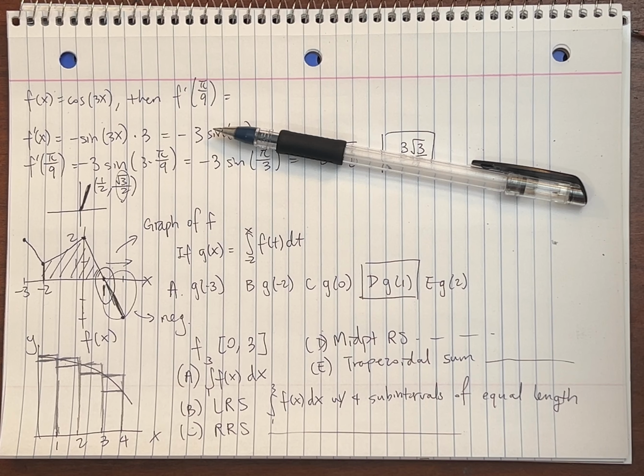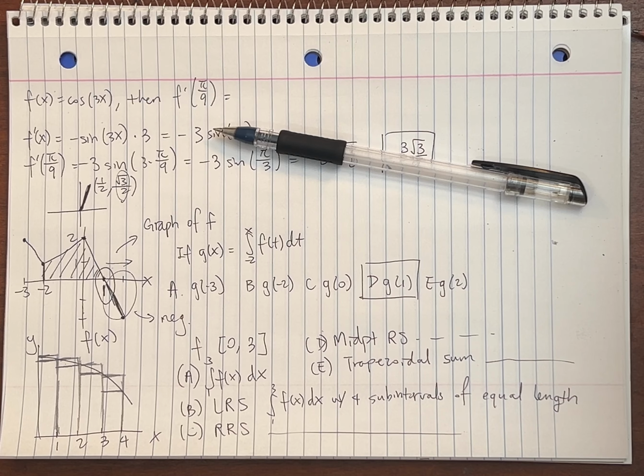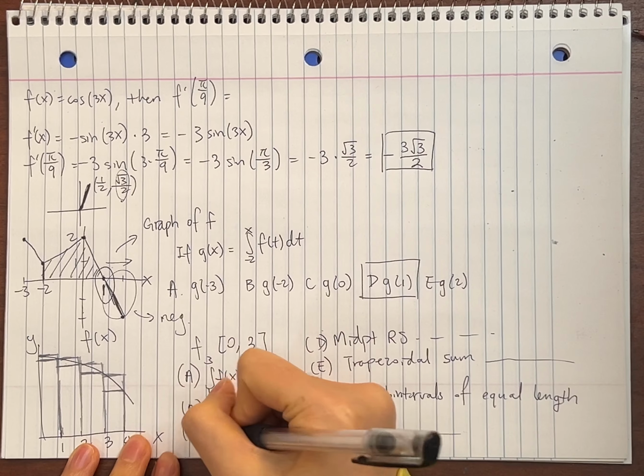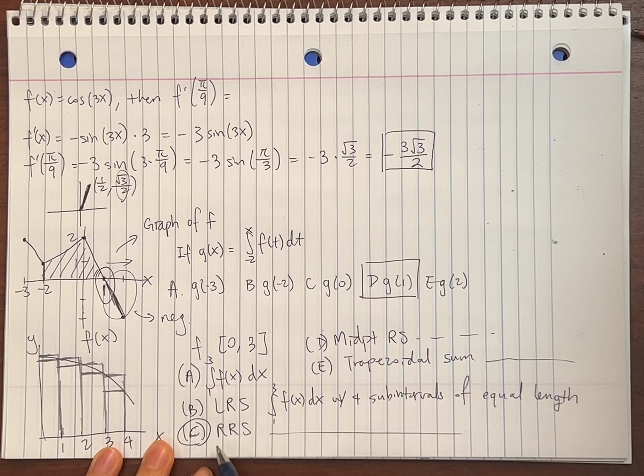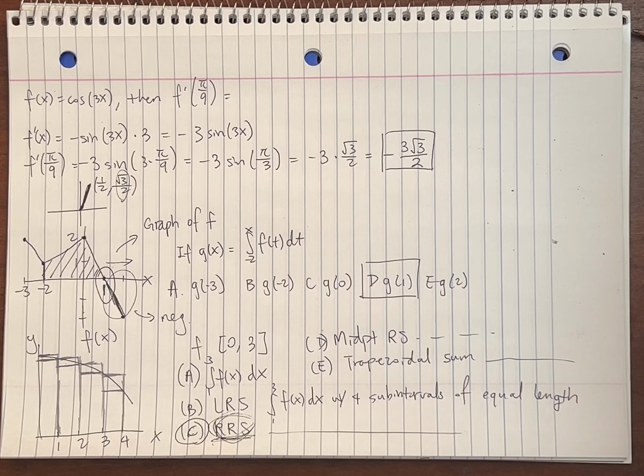So if you already know that the right Riemann sum gives you the underestimation, then there won't be another approximation that has a lower value than the right Riemann sum. That means the answer will be C, because the right Riemann sum is the underestimation, which is what the question is asking for. We want the least value of this area of the function f.